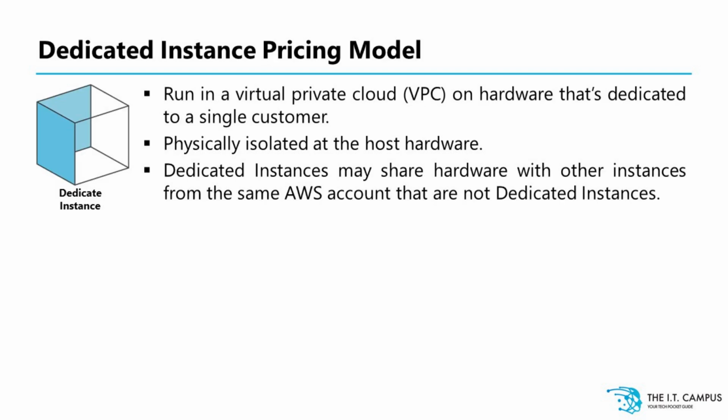Dedicated instances. Dedicated instances are Amazon EC2 instances that run in a virtual private cloud on hardware that is dedicated to a single customer. Dedicated instances are physically isolated at the host hardware level from instances that belong to other AWS accounts. Dedicated instances may share hardware with other instances from the same AWS account that are not dedicated instances.